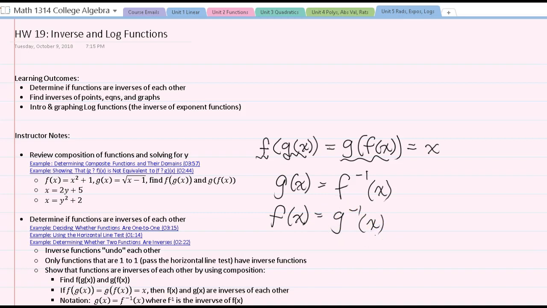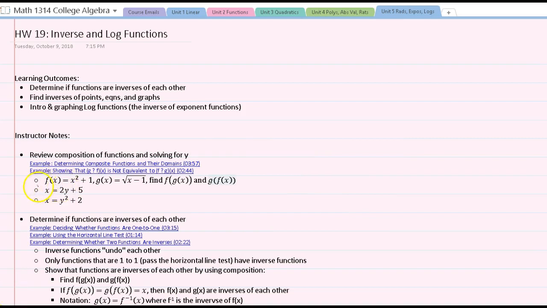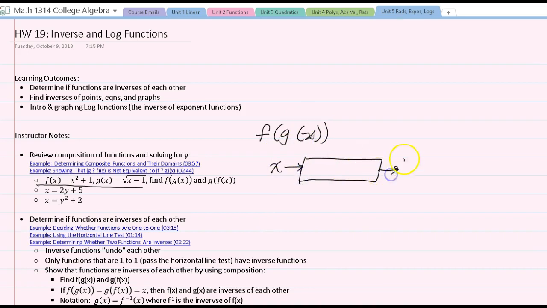So I just wanted to make sure that we can do it by using composition. I want to refresh your memory about how to do that. So let's try an example. Let's say we have these two functions and we want to find f of g of x. Let me remind you that means we're going to take x and plug it into our g function. Whatever comes out, we're going to plug into our f function, and whatever comes out is our result.